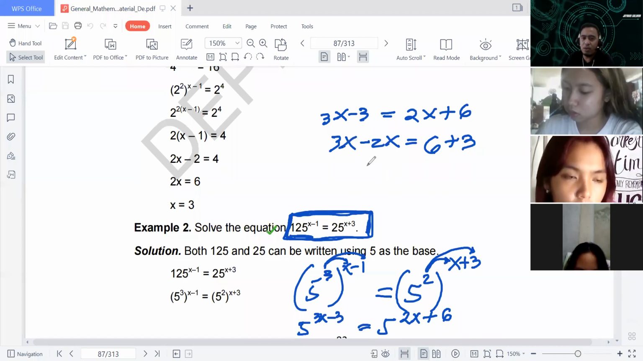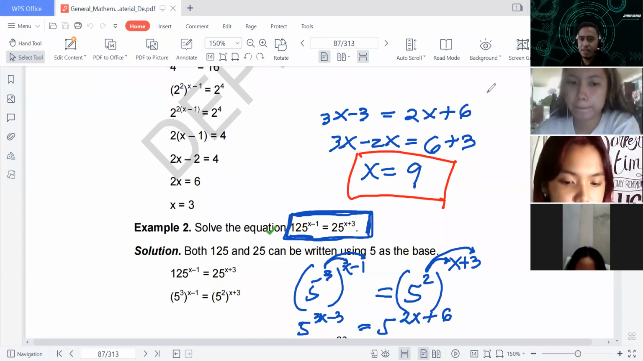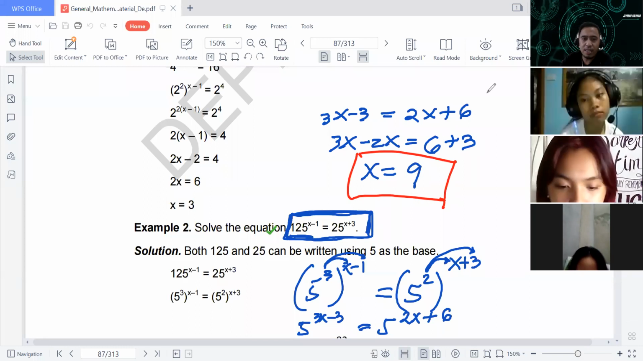So 3x minus 2x is just x. 6 plus 3 is just 9. So your answer here is 9. Okay? Question? Any questions? None, sir. Okay, let us have more.